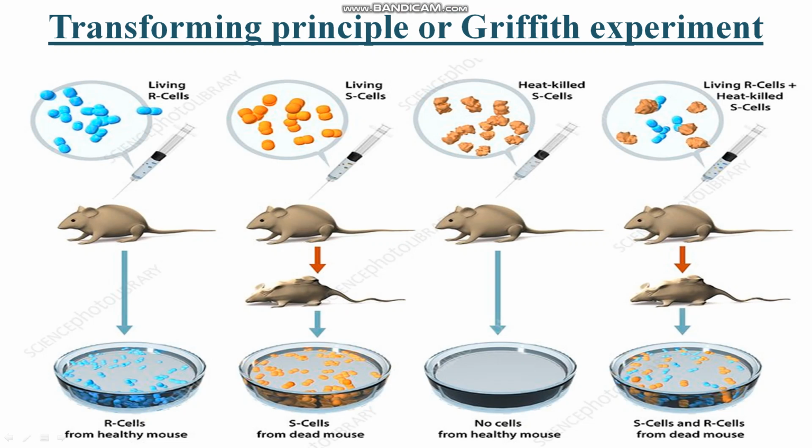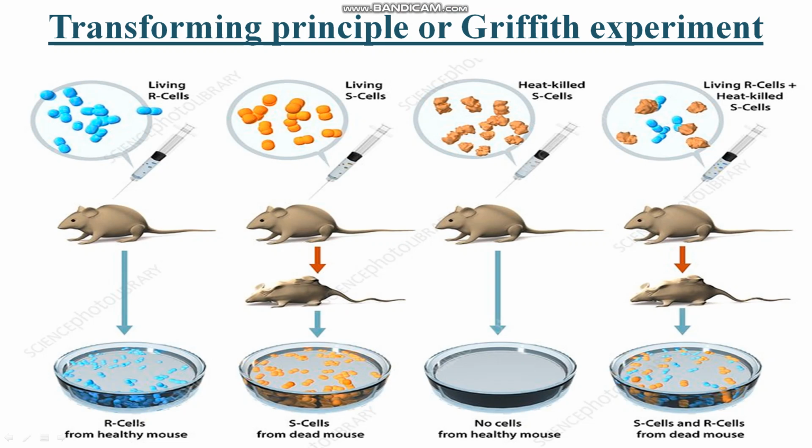Living R cells. R cells means the rough strain of the bacteria pneumococcus, pneumonia. This is Streptococcus pneumoniae, right? The pneumonia-causing bacteria. Living R cells means rough strain bacteria are present here. They do not have a polysaccharide coat. Clear? When injected into the rat or mouse, R cells are found there, and the mouse is healthy.